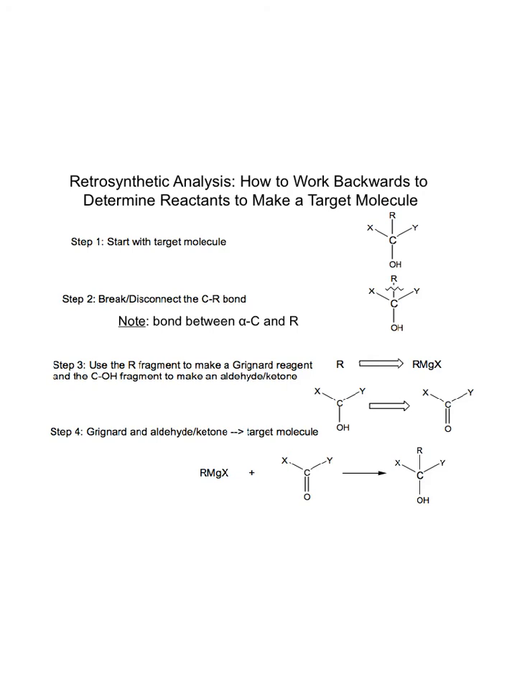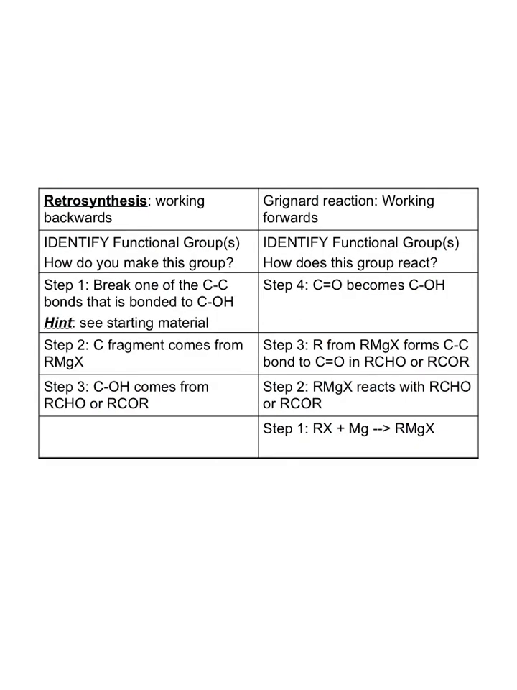So retrosynthetic analysis is just a fancy term for working backwards from the target compound toward the starting materials. So remember to identify those structural features. So this table shows how we can work backwards to make an alcohol using the Grignard reaction.